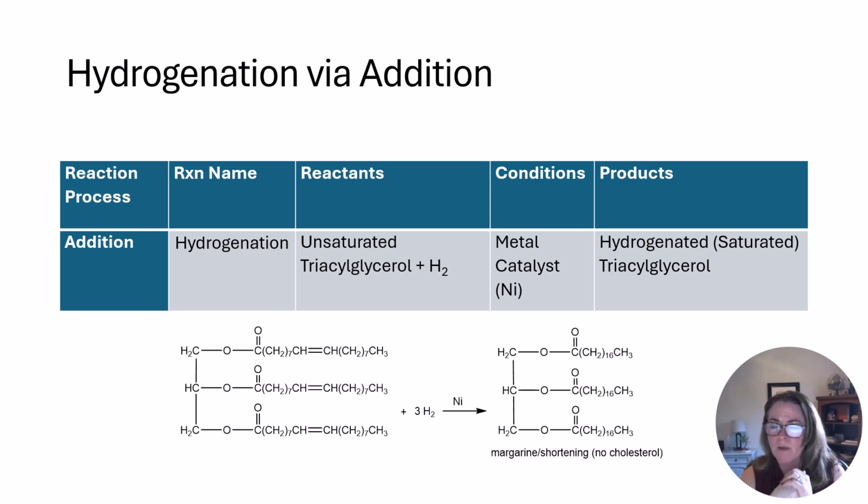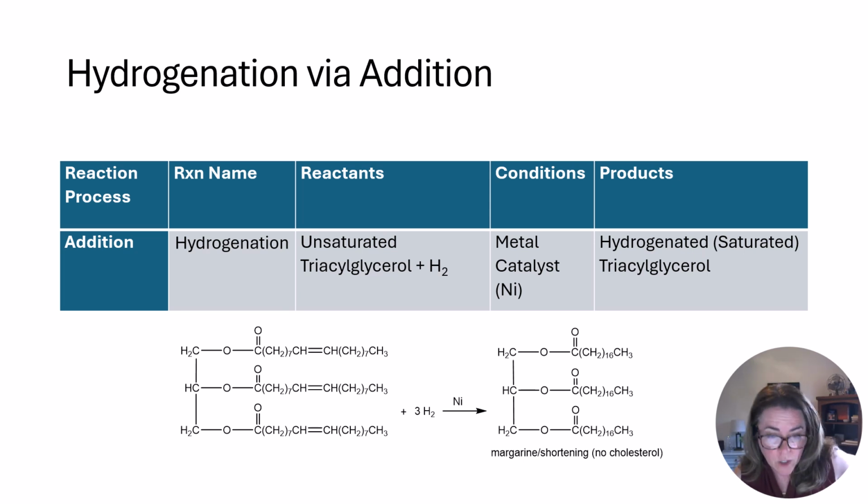And again, we talked about this at the very beginning of the semester. It's one of the first reactions we looked at. In this particular example, I should back myself up and mention that our conditions are that we have a metal catalyst. In this example, we have nickel. We had platinum and palladium, the two other metals that we could use. And what we end up getting is a hydrogenated or a saturated triacylglycerol.